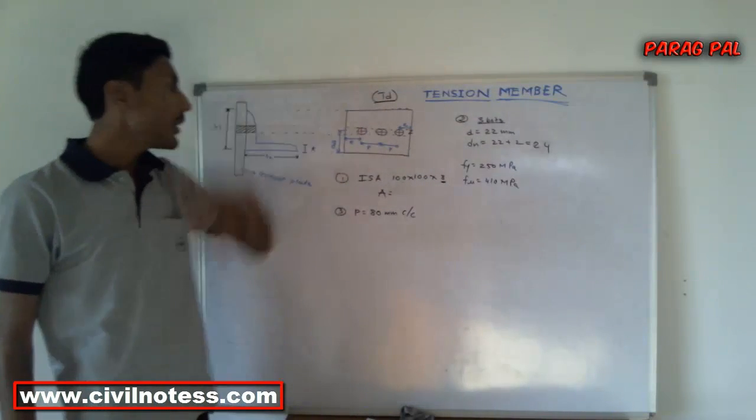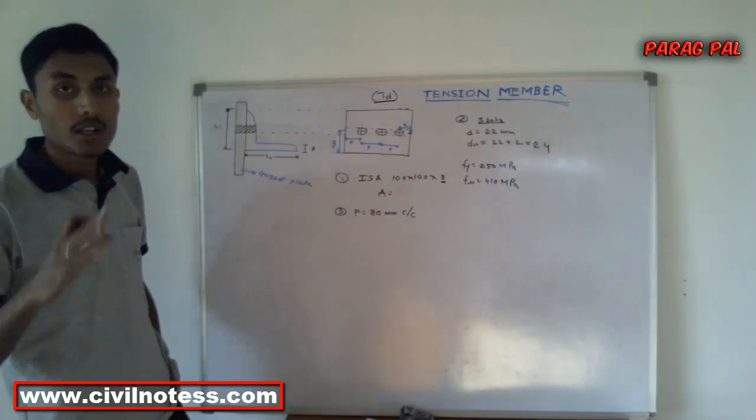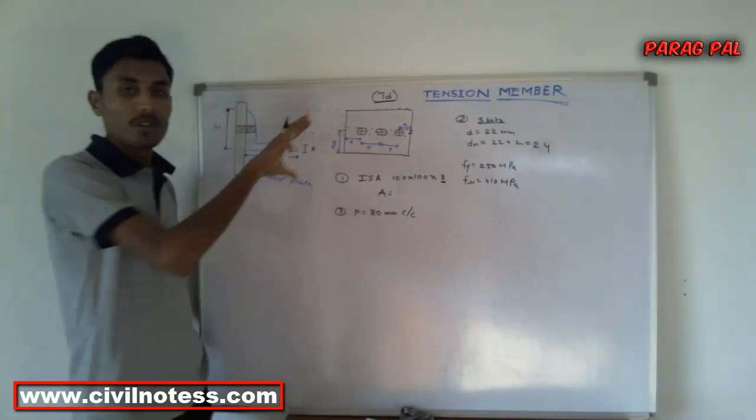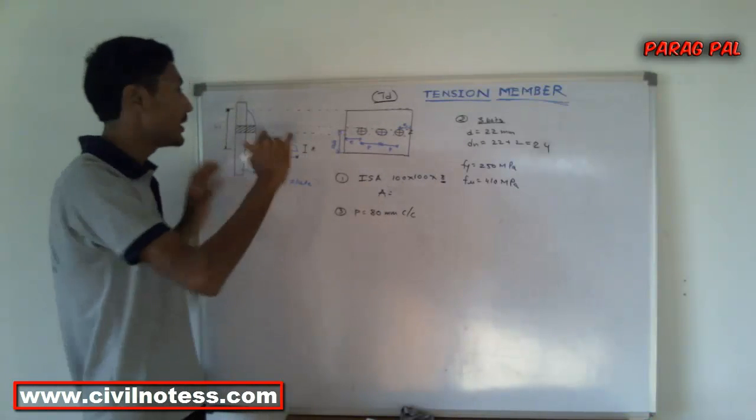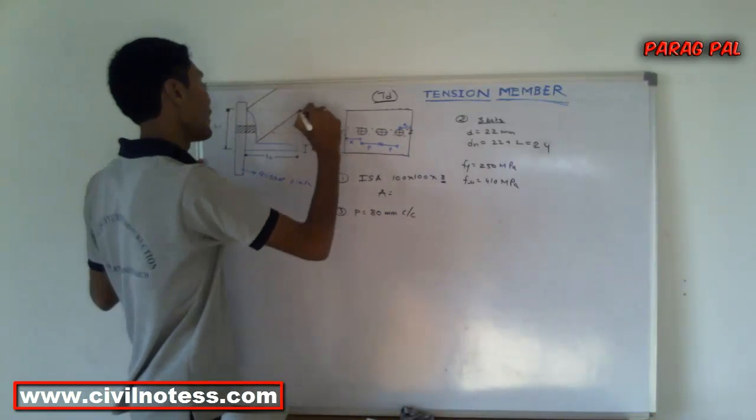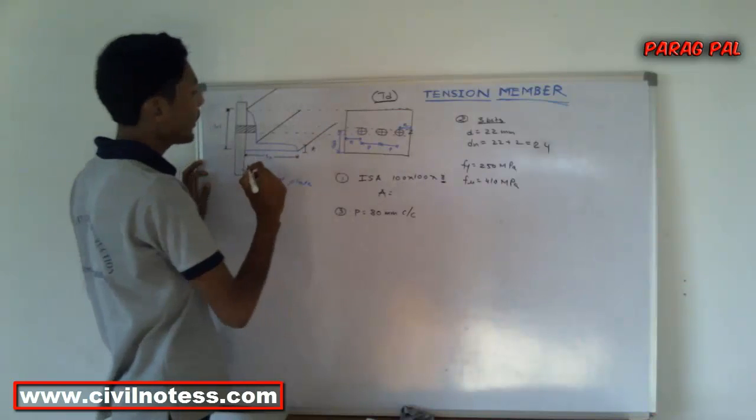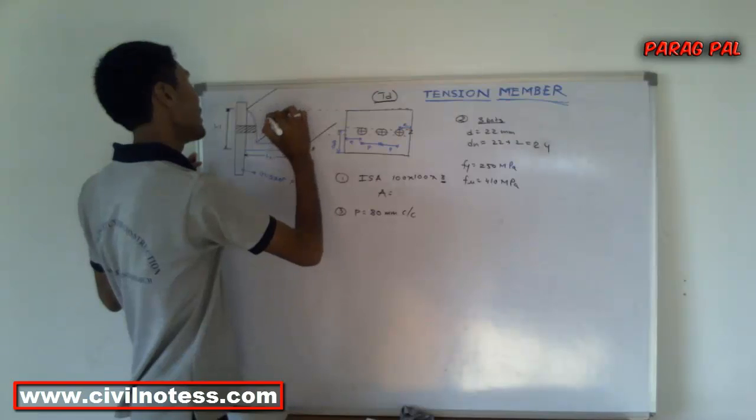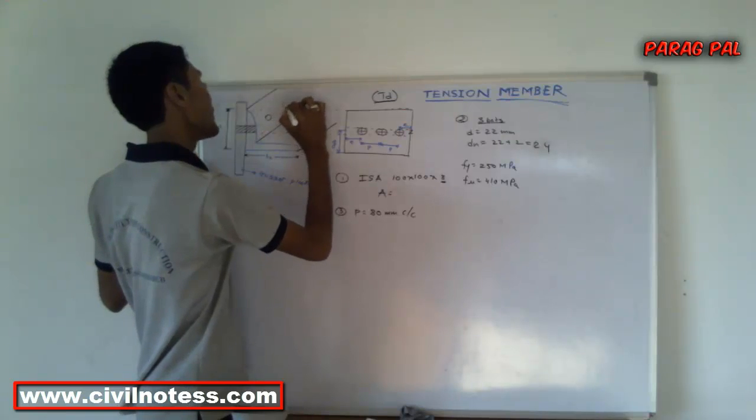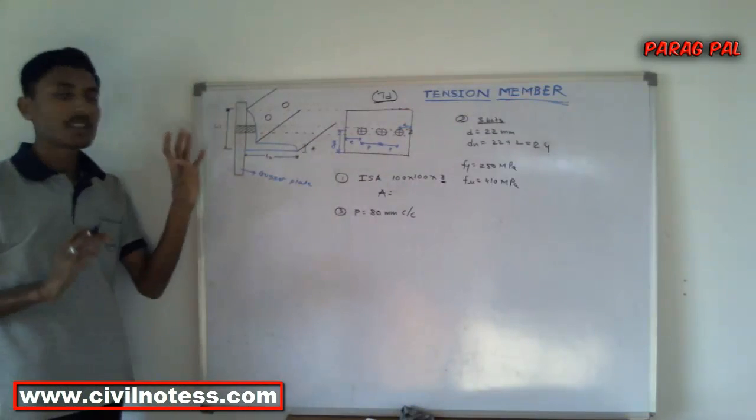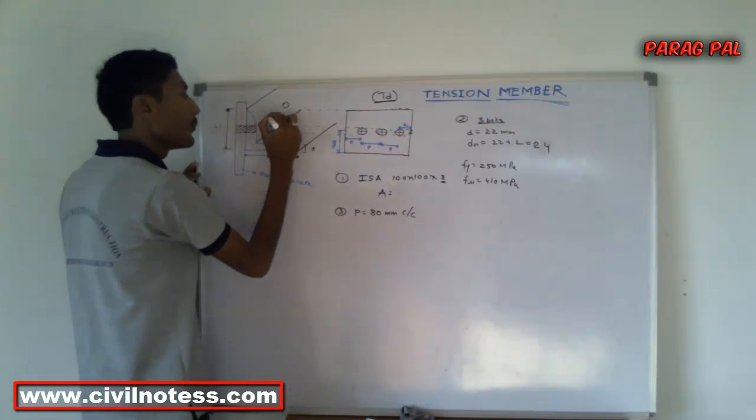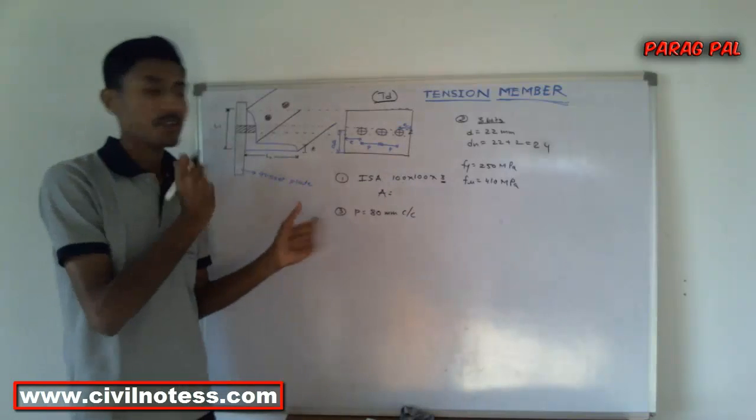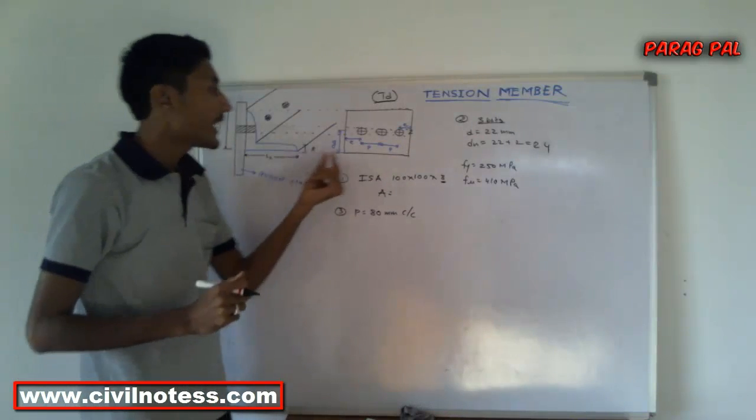Okay, so first of all I'll clear some concepts. This is the section of the angle section, it is in such a manner, and the bolted connection is: one is here, second is here, and third is here. Okay, so in such a manner the bolted connection is given.